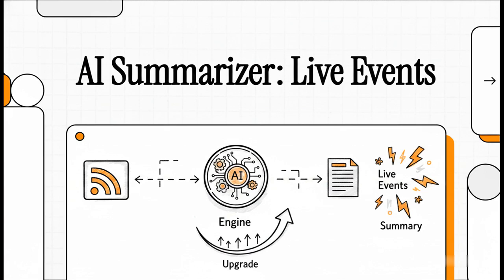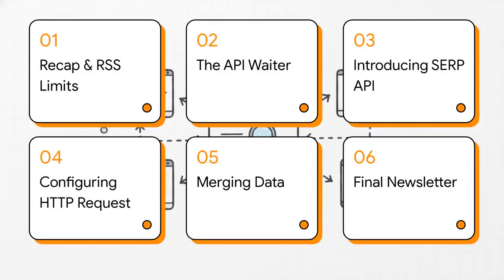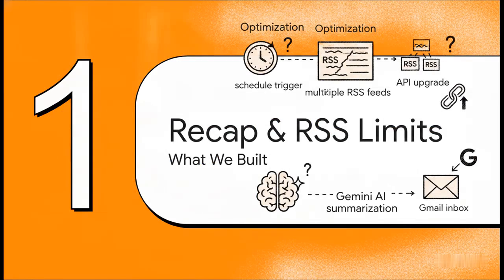Okay, let's just dive straight into this. Here is our quick roadmap for today's explainer. We'll start off with a recap and look at the limits of RSS. Then we'll demystify the API waiter concept. After that, we'll introduce the SERP API, configure our HTTP request, merge our data together, and finally, take a look at that beautiful final newsletter transformation. All right, kicking things off with Section 1, Recap and RSS Limitations.